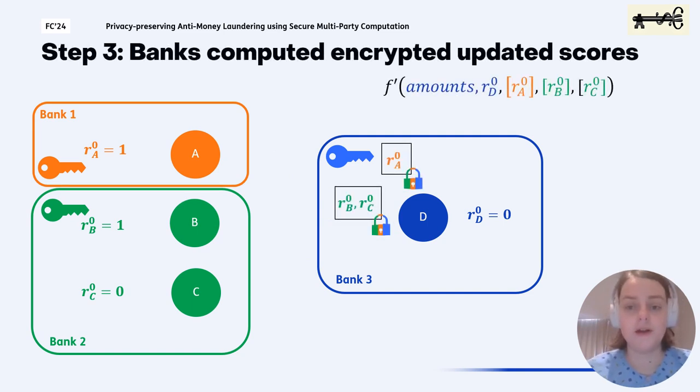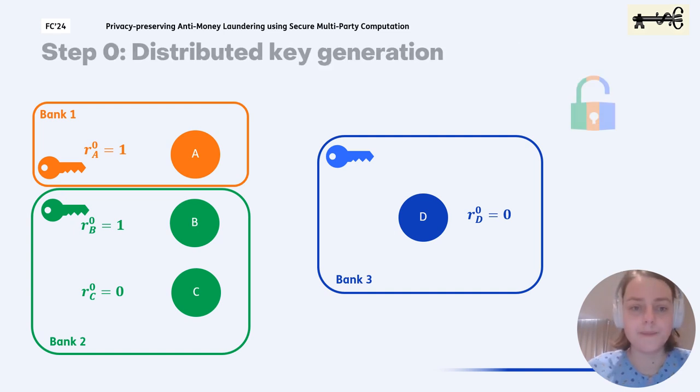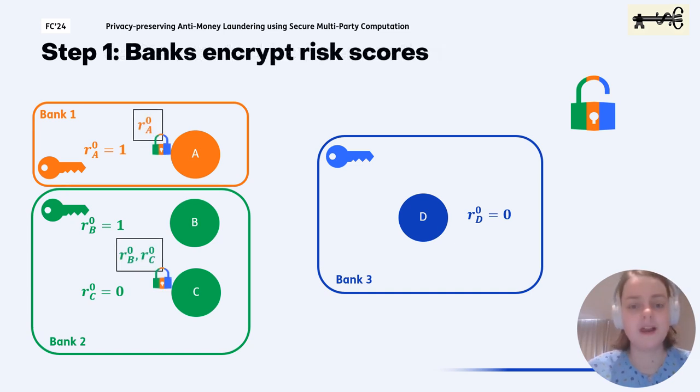So then what the banks can do is encrypt the risk score. In this case, you see that bank A can encrypt a risk score of A and bank 2 of B and C.